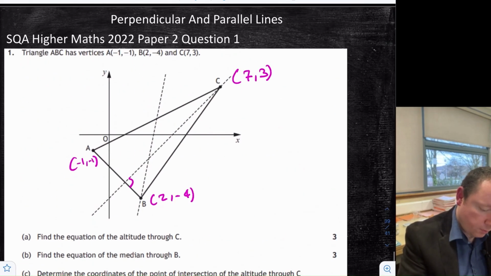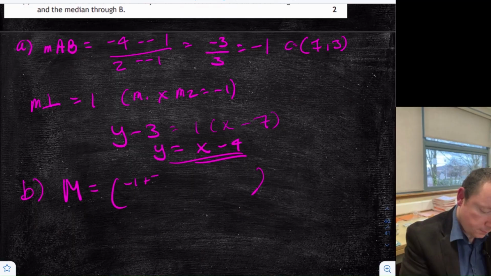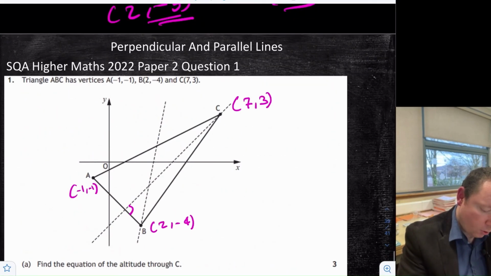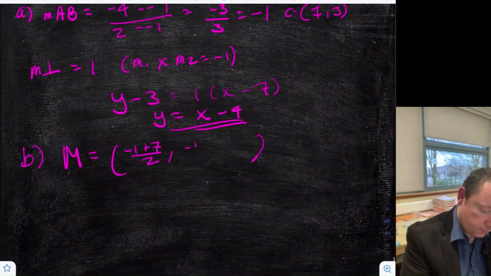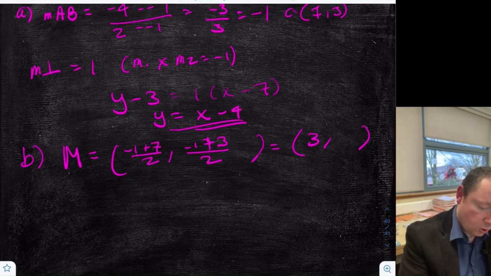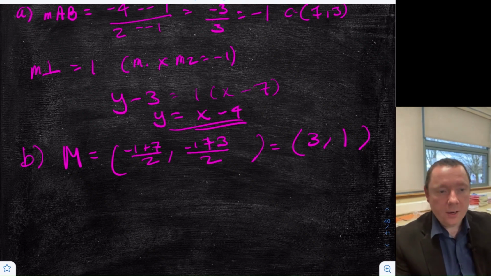We've got (-1 plus 7) over 2, and you've got (-1 add 3) over 2. 7 minus 1 is 6, divided by 2 is 3. 3 minus 1 is 2, divided by 2 is 1. So we get (3, 1).